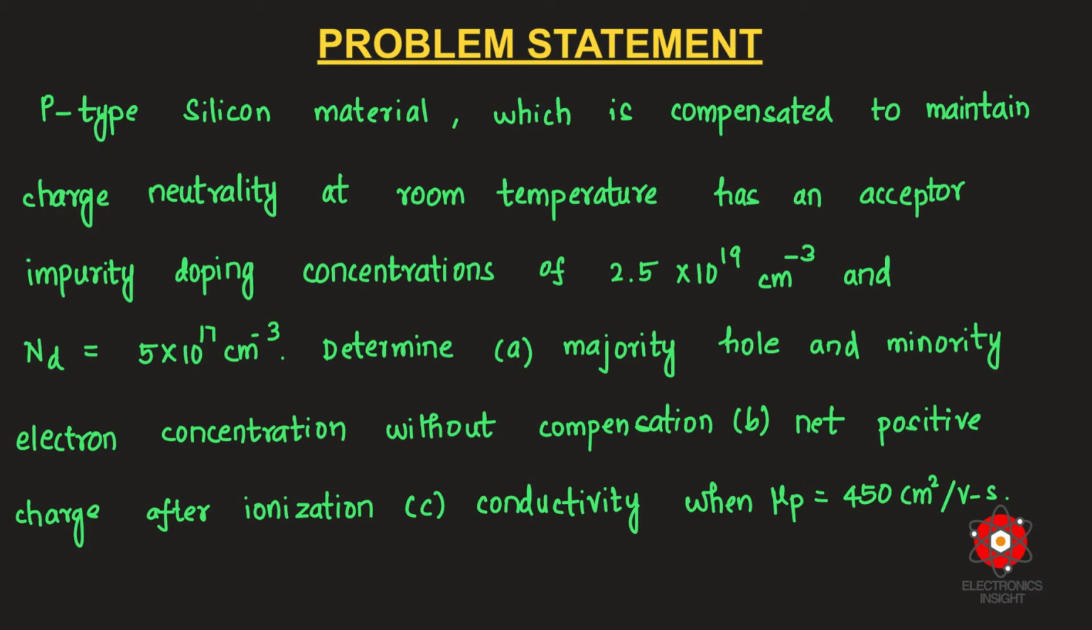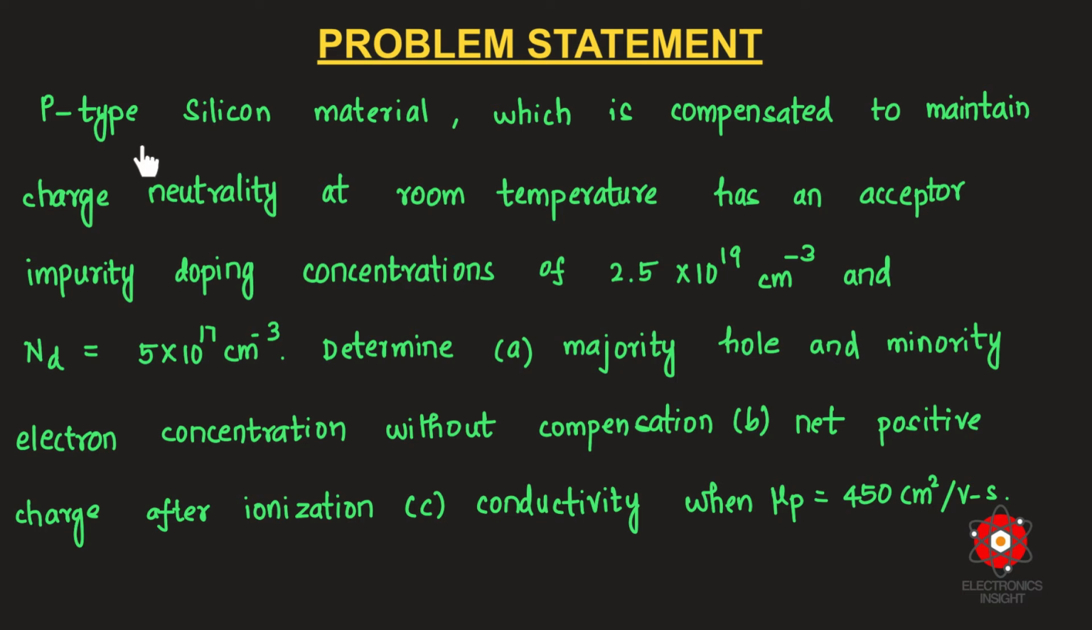The second problem statement is about a p-type silicon material which is compensated to maintain charge neutrality at room temperature. The acceptor impurity doping concentration is given as 2.5 into 10 to the power 19 per centimeter cube, and the donor doping concentration is 5 into 10 to the power 17 per centimeter cube, because it is a compensated semiconductor, so it involves both types of impurities. What we need to determine is the majority hole and minority electron concentration without compensation. So first we don't have to consider the compensation, and it is very specifically given that it is a p-type silicon material.